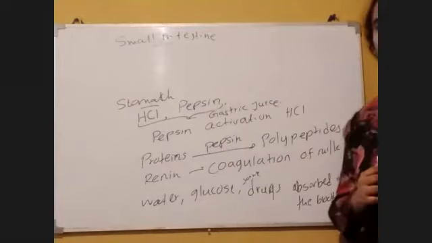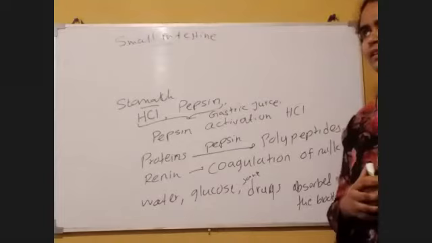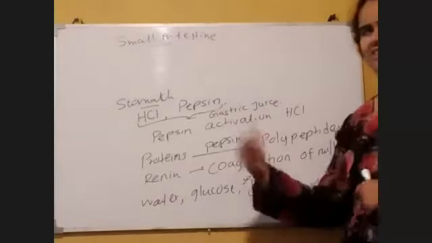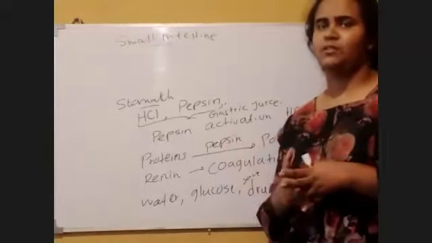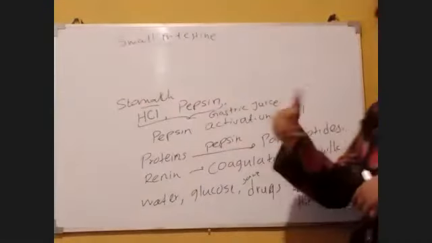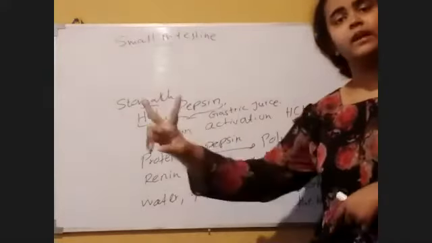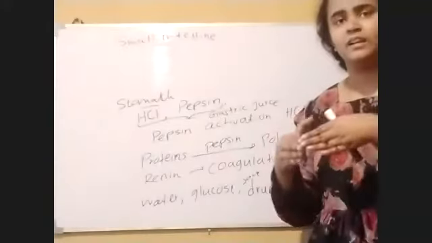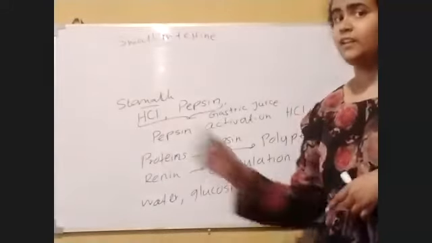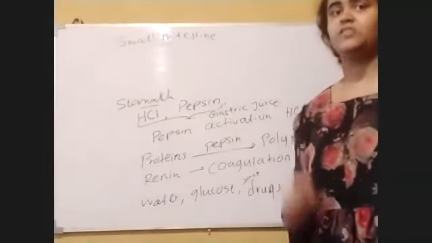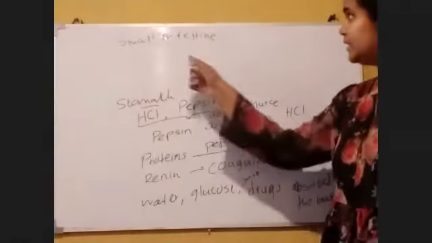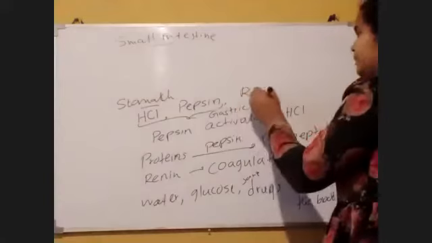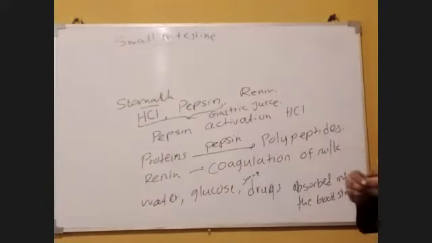So what are the reactions taking place in the small intestine? First, we have to say what gets secreted. We know that gastric juice, that means HCl and pepsin, is secreted into our stomach. But in the small intestine, what is going to happen? There are two types of secretions secreted into the small intestine.